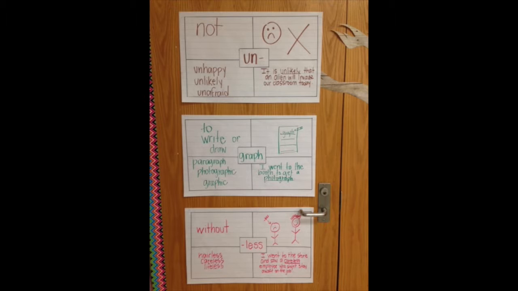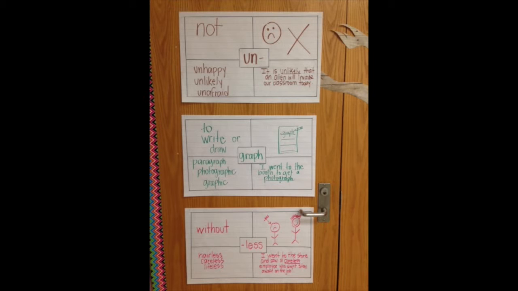In it, we start by introducing one prefix, suffix, and root of the week. In this example that you see, the weekly parts were un, graph, and less. And what happens is we teach students about them using a Frayer model: definition, a picture, examples, and a use in a sentence. After that, students kind of go on a hunt to find them throughout the week.